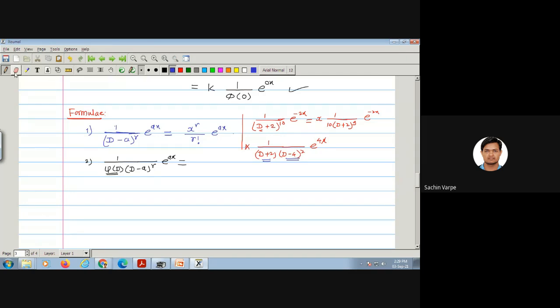So in this case, the rule is: use the previous formula for the problematic factor and use the case rule for the non-problematic factor, which is to replace d by a. So it will be equal to 1 upon psi at a, x raised to r upon r factorial, e to the power ax. Is this clear to everyone? The formula.